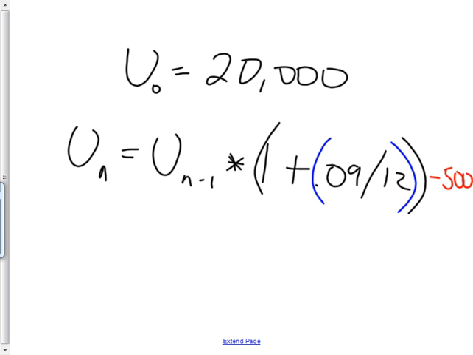And then figure out for me, after 1 year, that is not U sub 1, what would that be? Nope, U sub 2 would be after 2 months. U sub 12, after 1 year, U sub 12, how much do you still owe on this car? Again, we started with U sub 0.